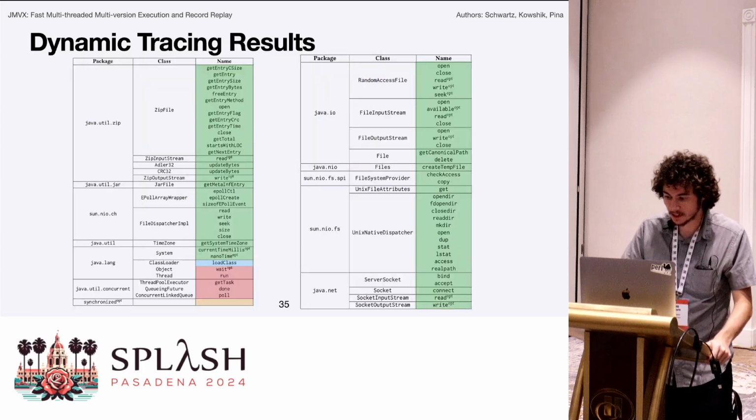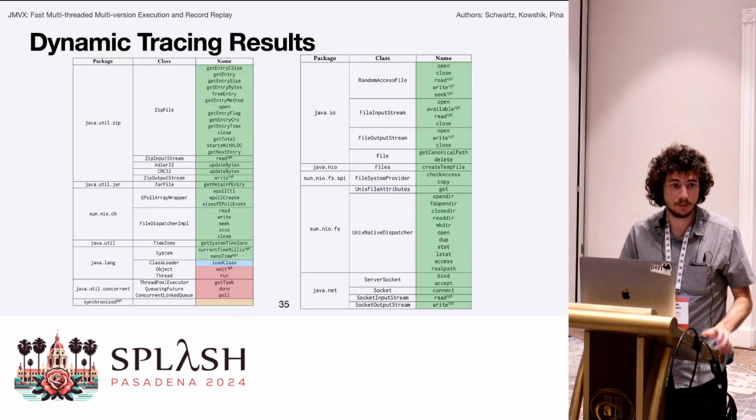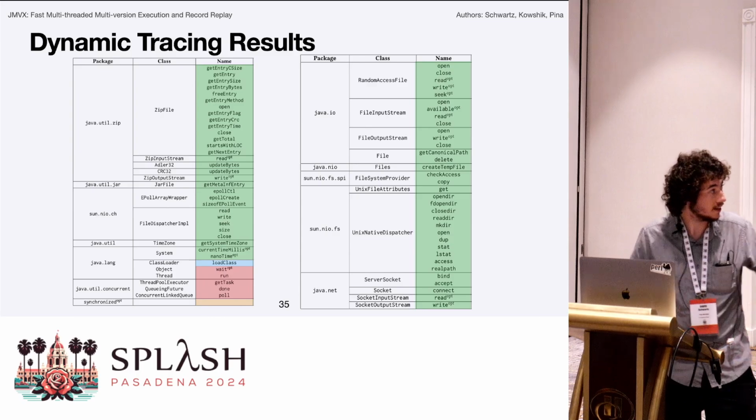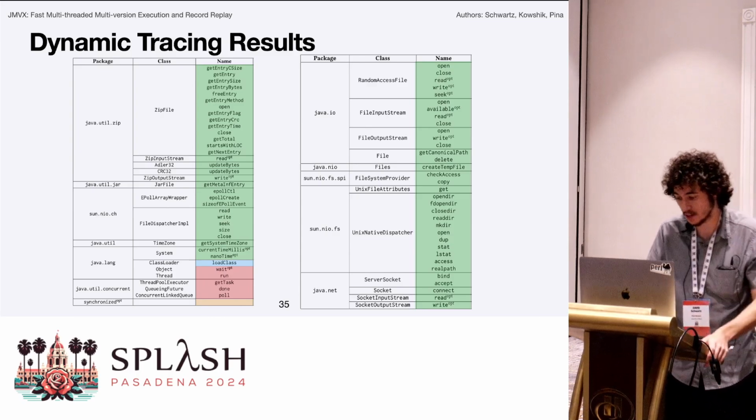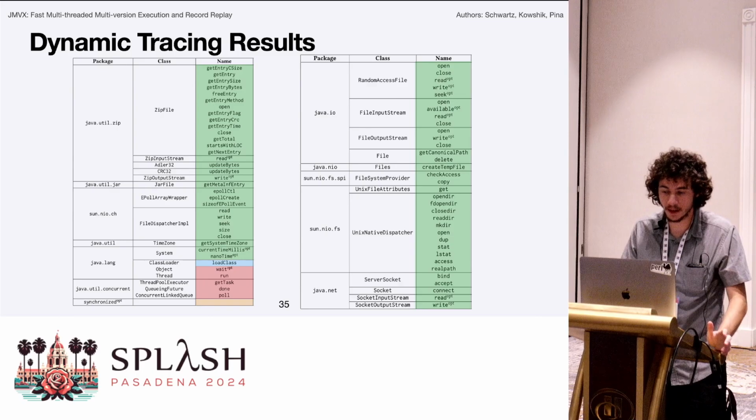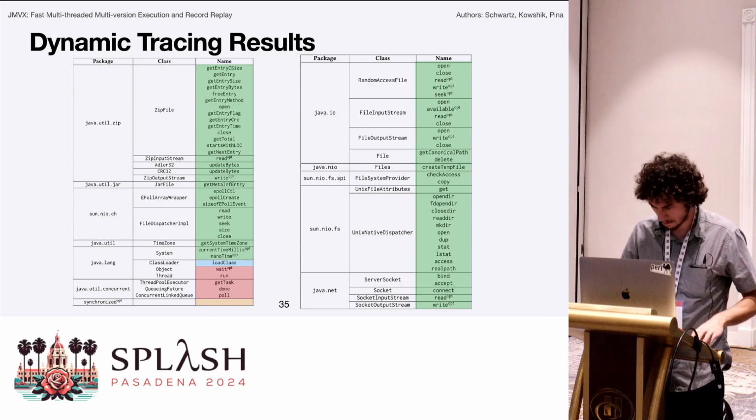So using this method, we're able to identify a lot of methods that we need to provide support for. And this is how we identified all the methods in green across these 2 tables. And I'll go into how we do the bytecode instrumentation to handle these.